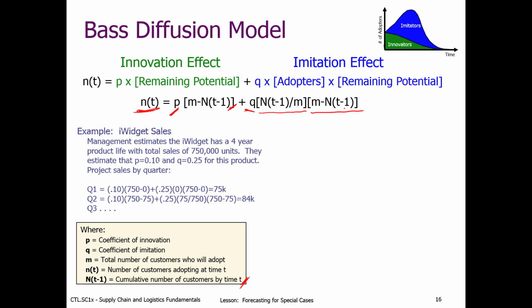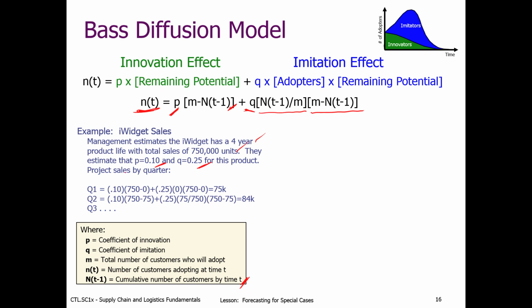So how would I use this? Well, let's give a very simple example. I'm trying to estimate or forecast iWidget sales. Management has made some estimates that it's a 4-year product life, with total sales of about 750,000 units, and we've already determined what p, 0.1, and what q, 0.25, I want to use. Now the shape of the p and the q determines the speed and the shape of that final S-curve. So I want to project the sales by each quarter. So what am I going to do here?